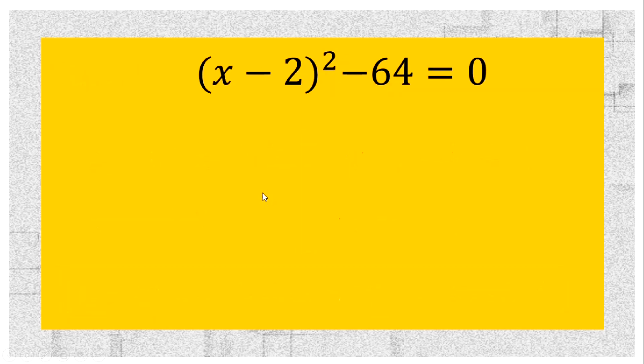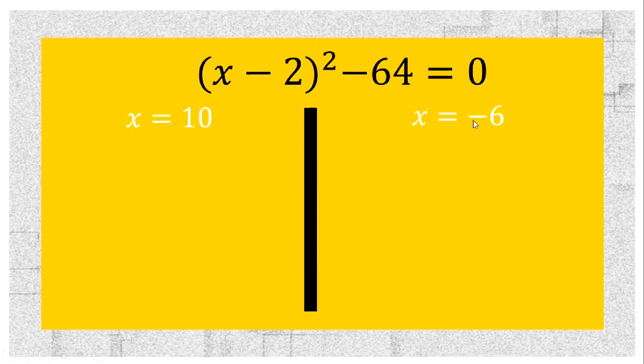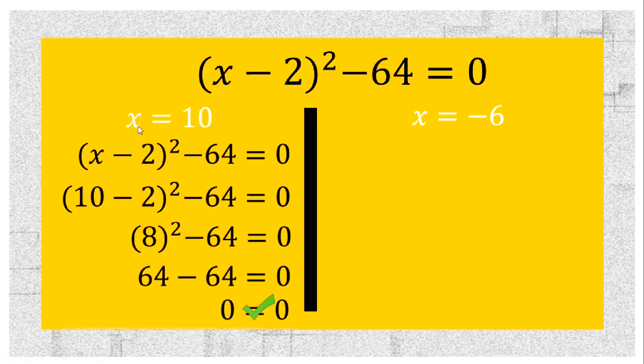Again, we may check our answer by substitution. If x is 10, and if x is negative 6. So, if x is 10, we have quantity 10 minus 2 squared minus 64 is equal to 0. 10 minus 2 is 8. And 8 squared is 64. 64 minus 64 is 0. Correct?